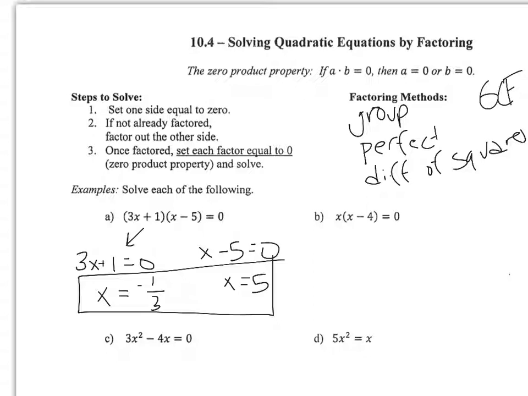Okay, letter B, I notice that one side is already equal to 0, and this is already factored. So I'm going to set each one of these factors, don't forget about the x on the outside, equal to 0. So I set x equal to 0 and solve, but that's already solved. And I set x minus 4 equal to 0 and solve. So that is x equals 4.